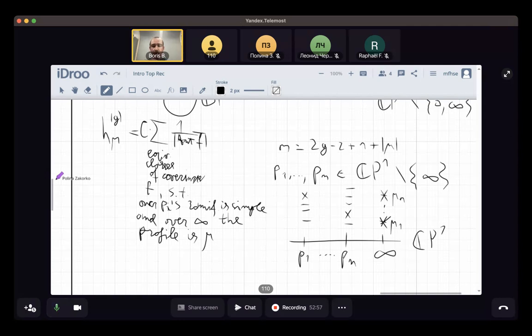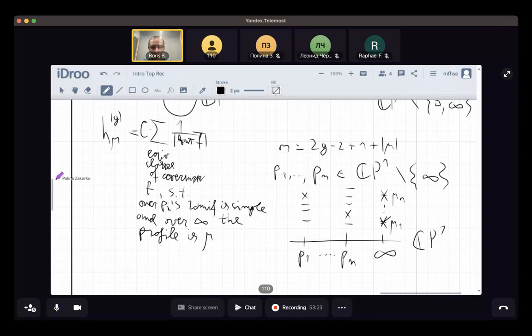Let me say a few words about the automorphism of F. What is the automorphism of the covering? Yes, or are you going to say about it? Oh, you can say. Yeah, so, okay. What is an automorphism of a covering?